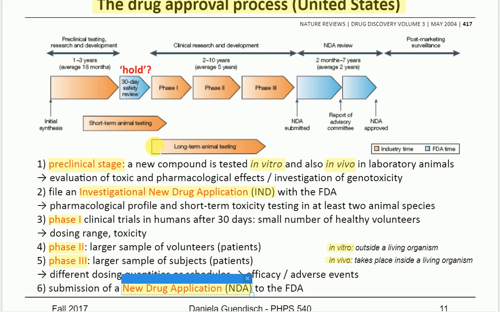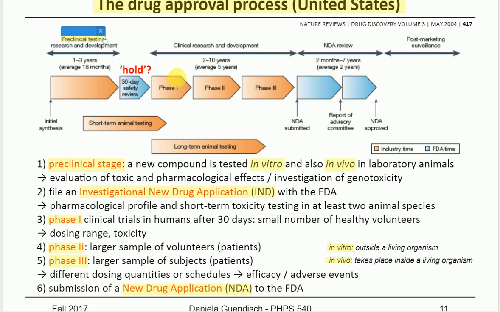Okay, now we're going to analyze this graph right here. So preclinical testing is right here. Starting with research and development takes about 1 to 3 years. Average is about 18 months. Initial synthesis, so there's some short-term animal testing. You hold for 30-day safety review.